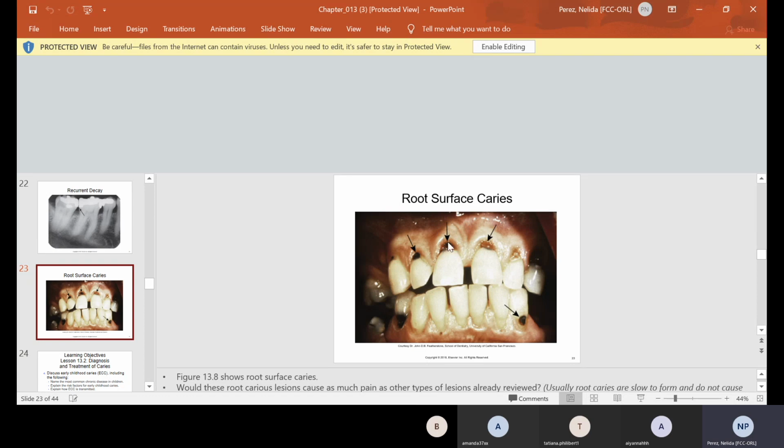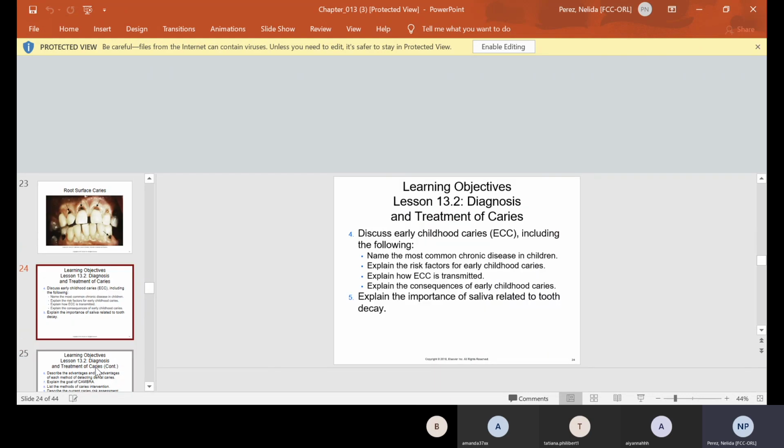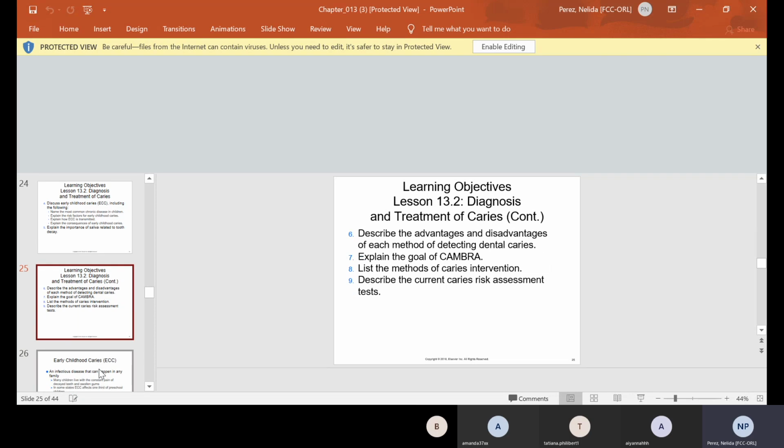Unfortunately, the decay has not only basically messed up the gum line, but also has involved the root surface of the tooth, okay? These here, though they're slow to form, don't cause much pain until most of the tooth neck or surface has been undermined. The only thing you have to remember, though, is that rampant decay can lead to excessive pain and suffering. This can cause sensitivity to anything hot and cold that a person might drink.